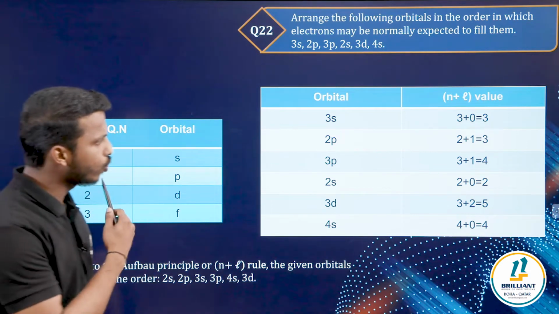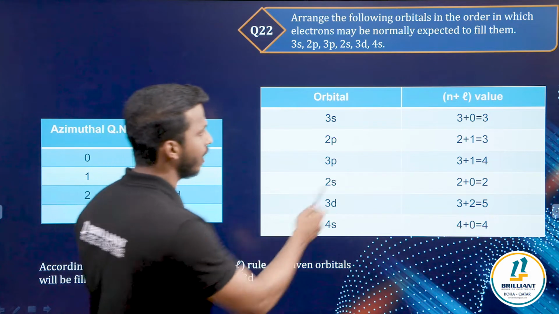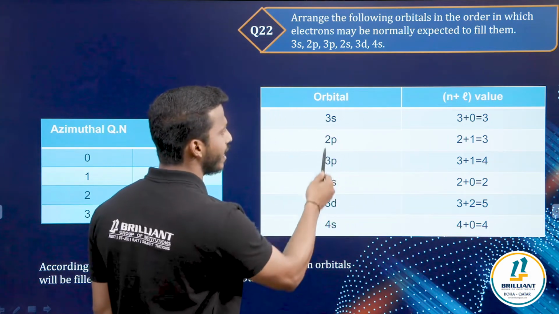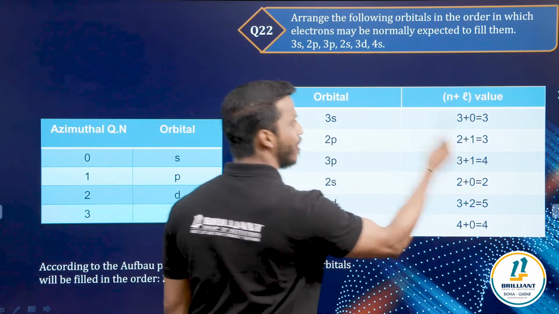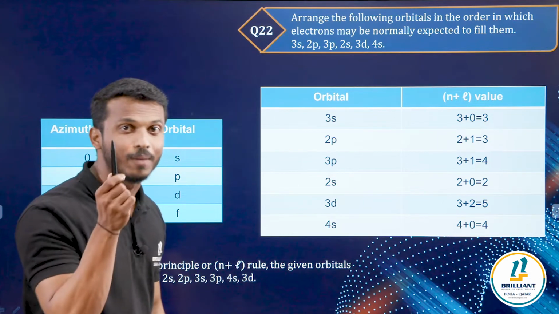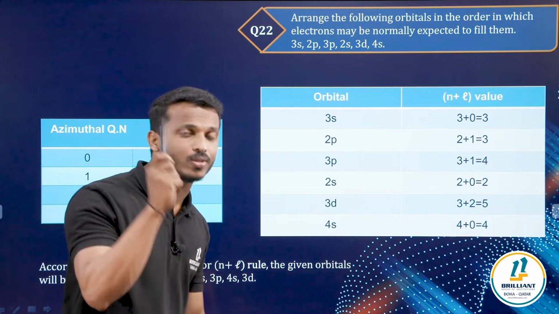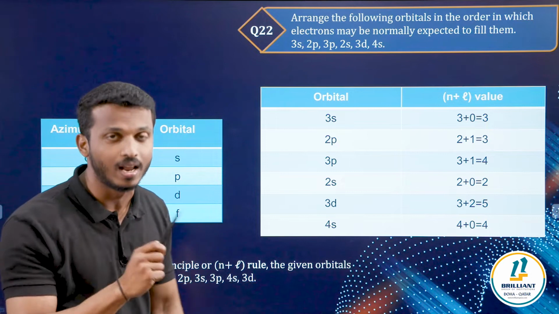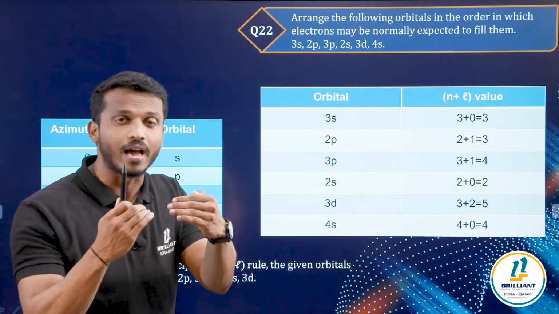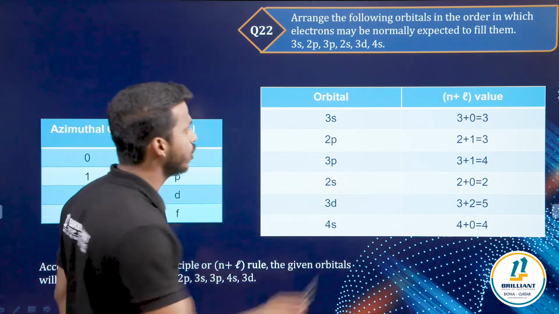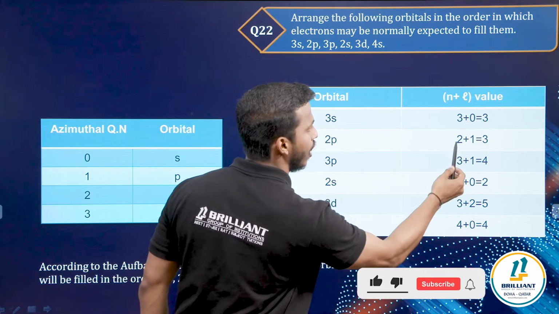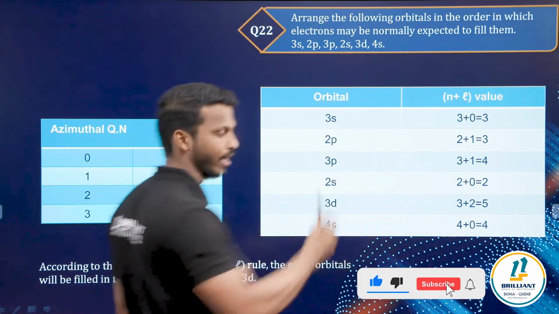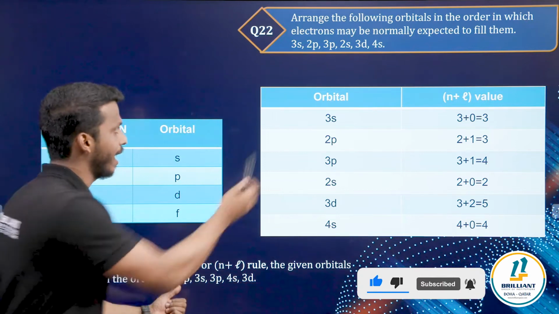After 2, which one? 3 is there, but there is a confusion. Both 3s and 2p orbitals have the same n plus l value. If the n plus l values are the same for two orbitals, the one with the lower n value has lower energy. Which one has the lower n value here? This one, so 2p has lower energy. So after 2s, 2p, next 3s.